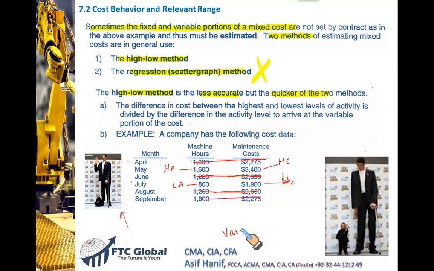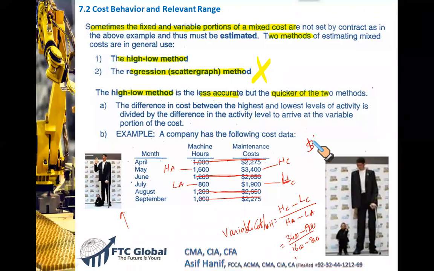variable cost per machine hour or per unit, whatever your base is, equals highest cost minus lowest cost upon highest activity minus lowest activity. Please note this formula down. It's a very simple formula which you can use to find the variable component and fixed component. The highest cost in this selected part is 3400. The lowest cost is 1900, the lowest maintenance cost. Highest activity level was 1600 and the lowest is 800. If you simplify the numerator and denominator, you will get 1.875.